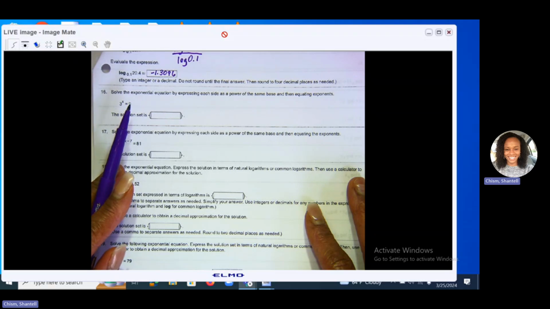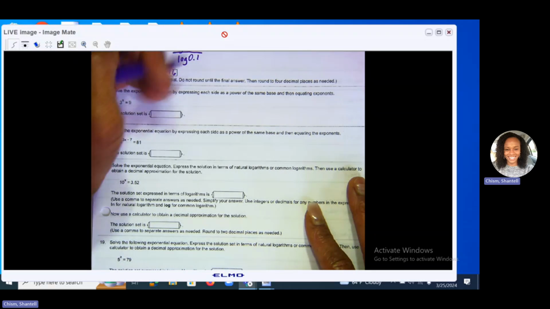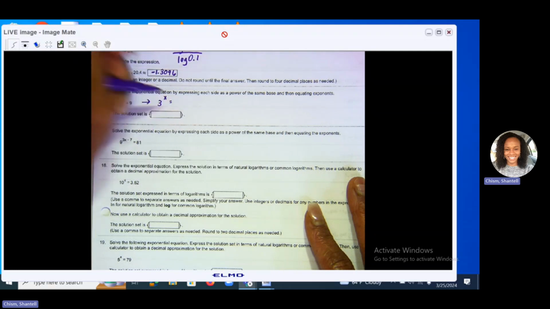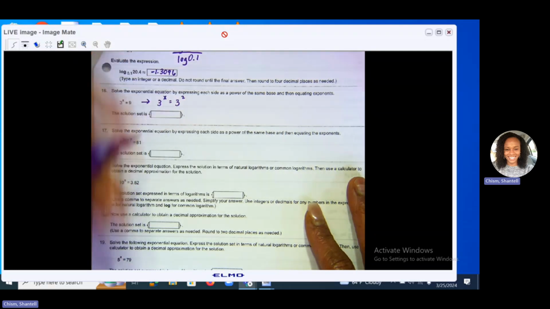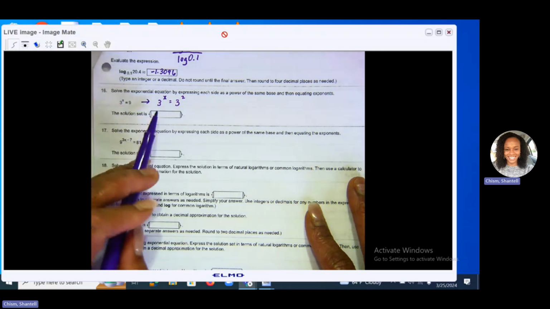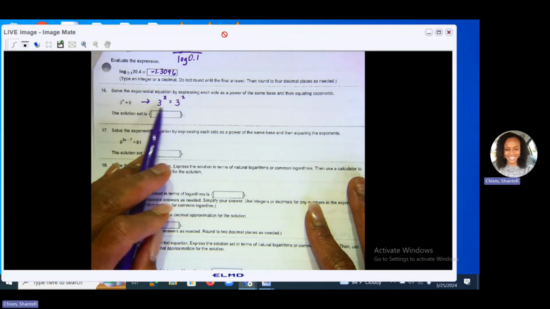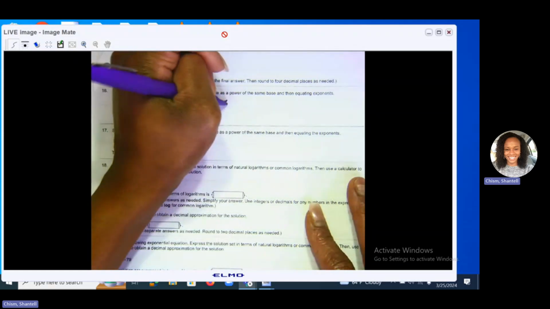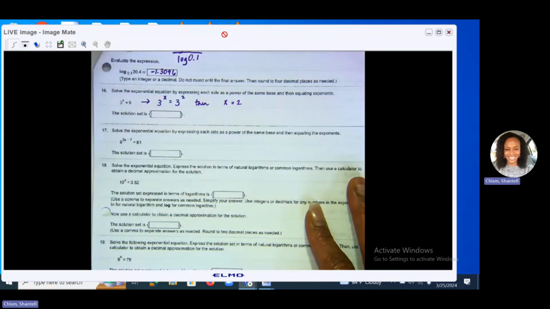Is there an equivalent way that we can express 9 where it is an exponential expression with a base of 3? And there is. We're going to keep the 3 to the x, and we're going to write 9 as 3 squared. Okay? So we wrote 9 equivalently as 3 to the second power. Now, because 3 to the x equals 3 to the second, they have the same base, then we're able to say x equals 2. So our solution set is simply 2.